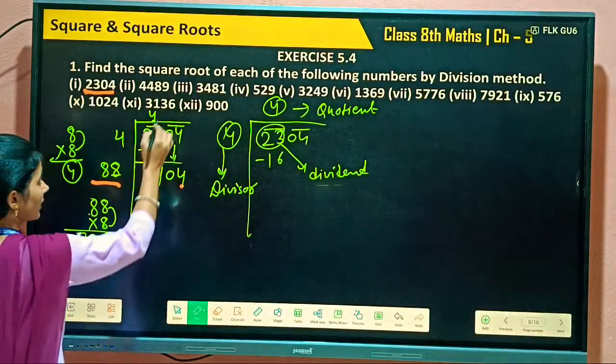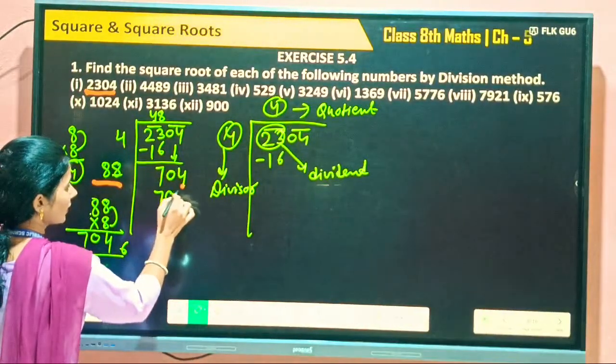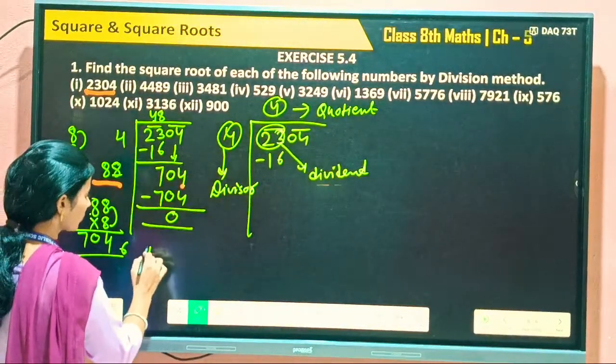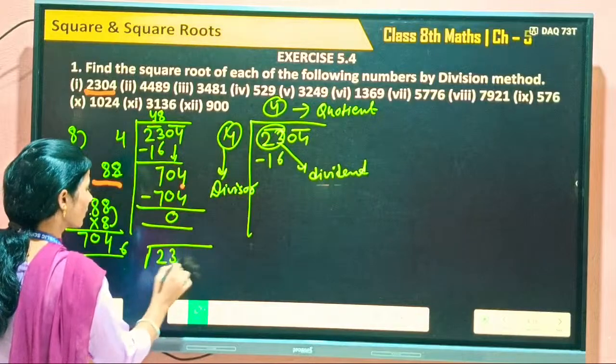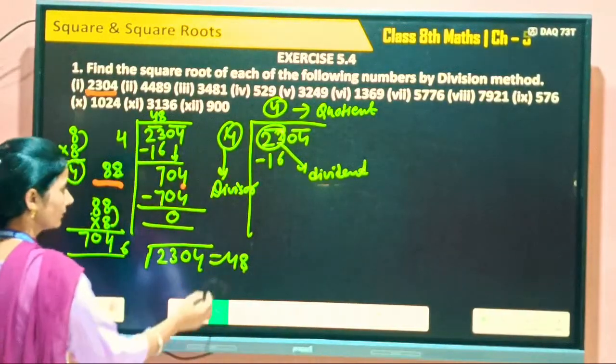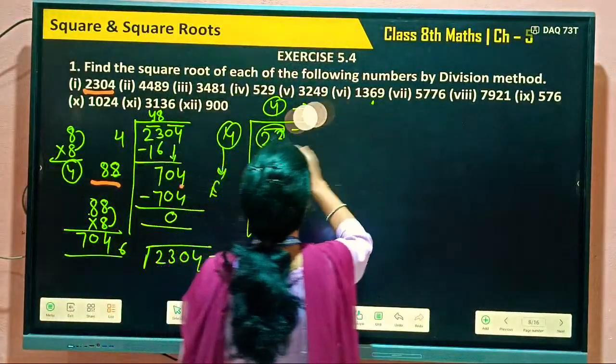Now 8 you will write there and 8 there. The multiplication will be 704. Remainder is 0. So the square root of 2304 is 48. Let us do the next question. What is the next part?